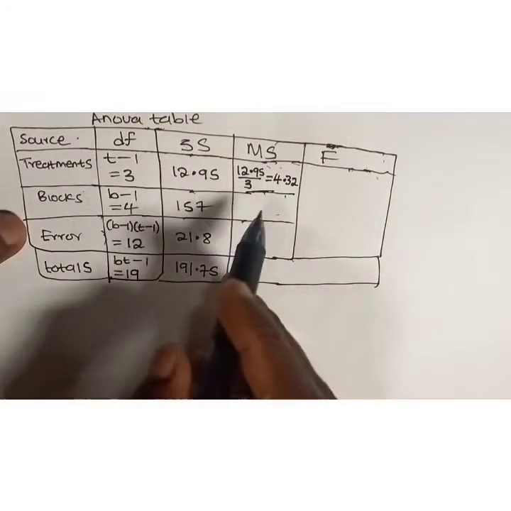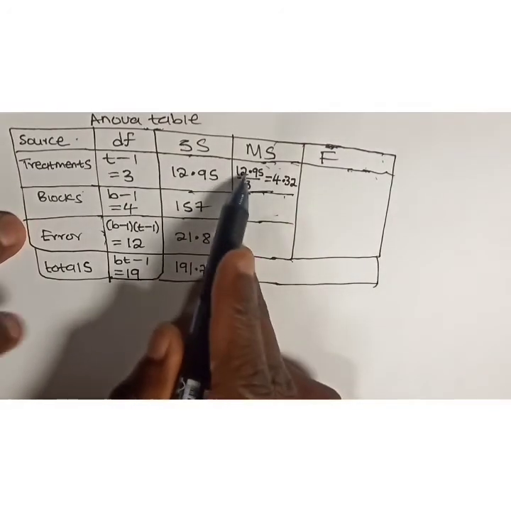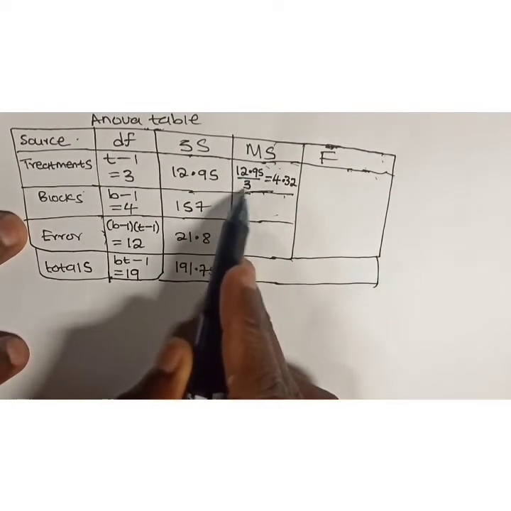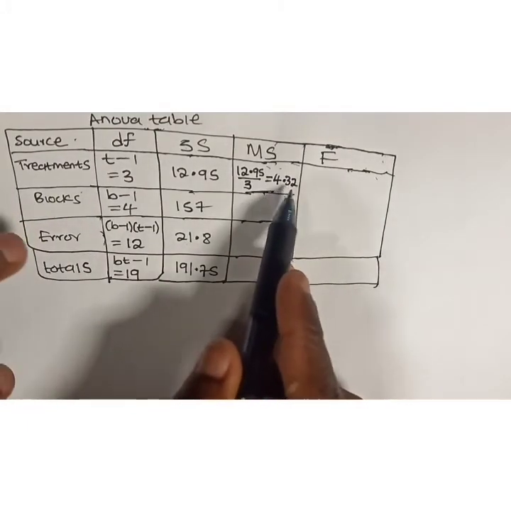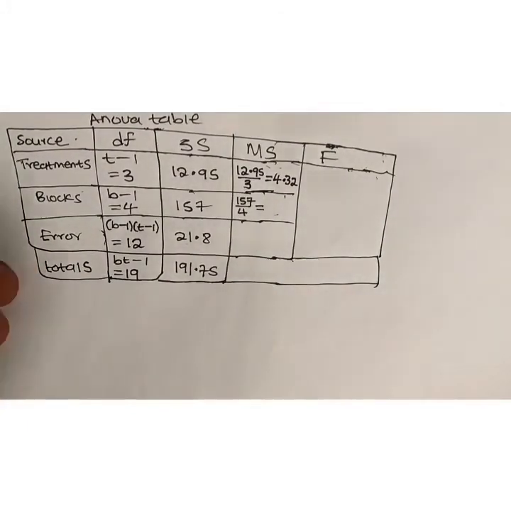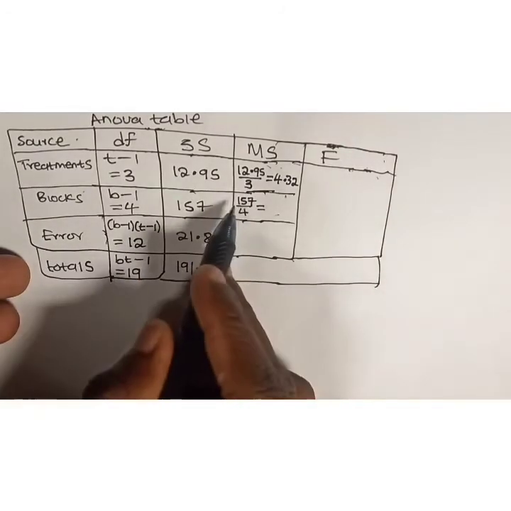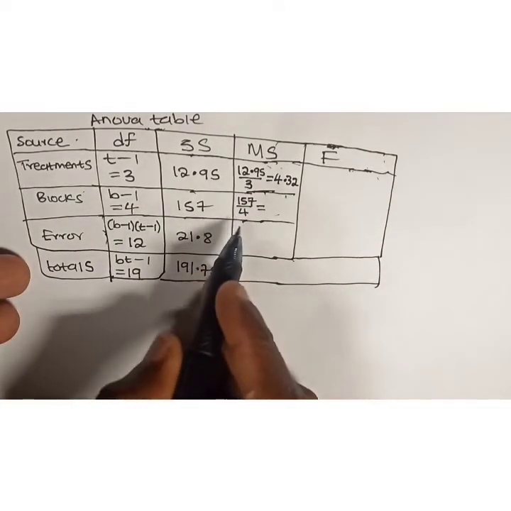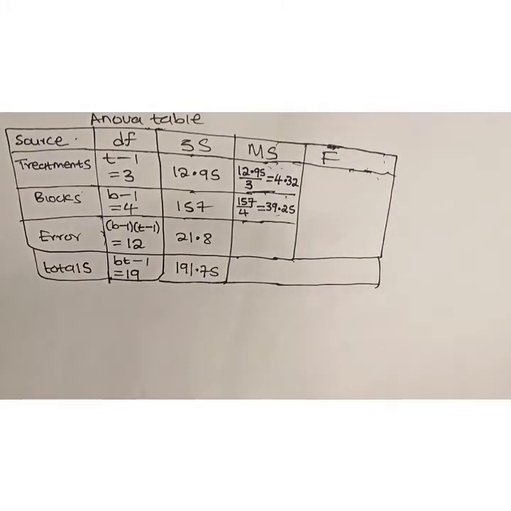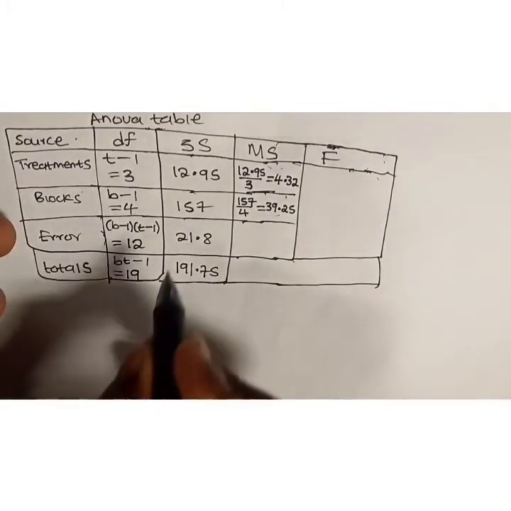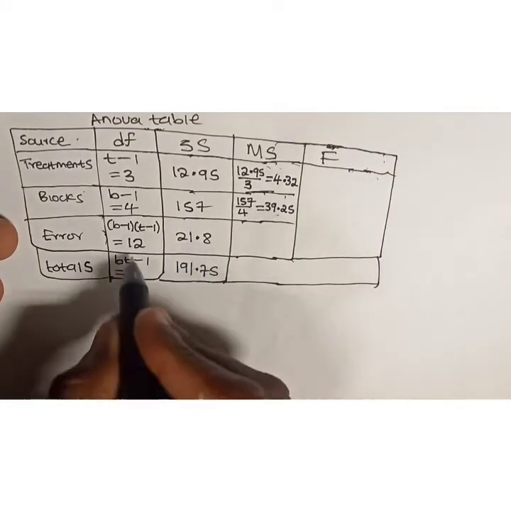For MST, I'll say SST divided by 3, which is the degrees of freedom for the treatment. I'll get 4.32. And for mean square of the blocks, I'll say 157 divided by 4. I'll get 39.25. Lastly, mean square of the error, I'm going to say 21.8 divided by 12, which is 1.82.